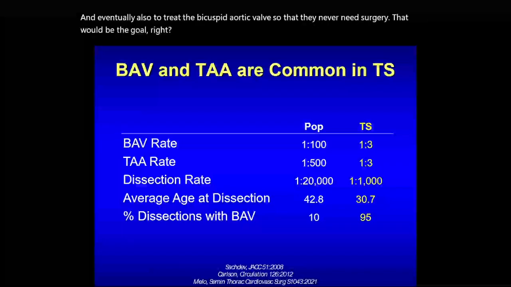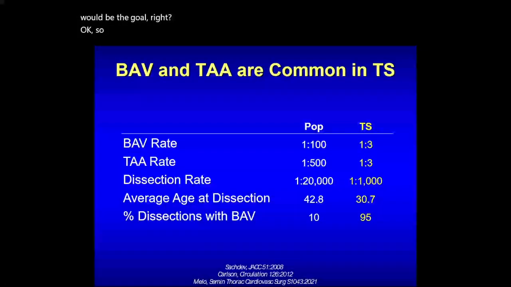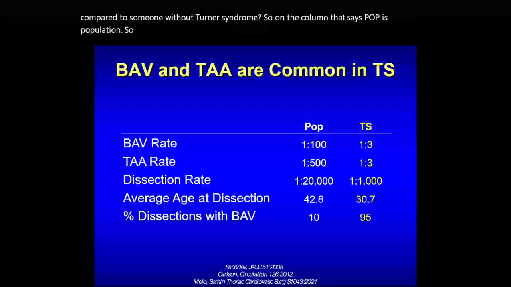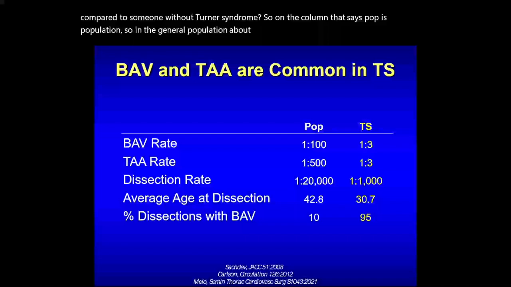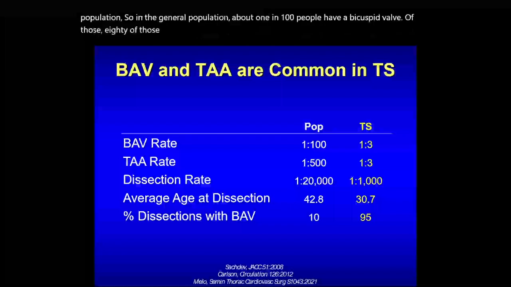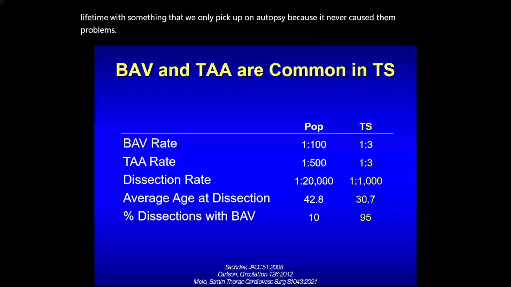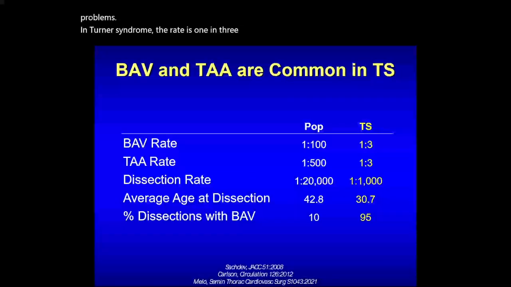Okay, so how common are bicuspid valves and aneurysms in someone with Turner syndrome compared to someone without Turner syndrome? So on the column that says POP is population. In the general population, about 1 in 100 people have a bicuspid valve. Of those, 80% of those people will never know that they have the bicuspid aortic valve in their lifetime. It's something that we only pick up on autopsy because it never caused them problems. In Turner syndrome, the rate is 1 in 3. So you can see it's 30 to 50 times more common in Turner syndrome than in the general population.